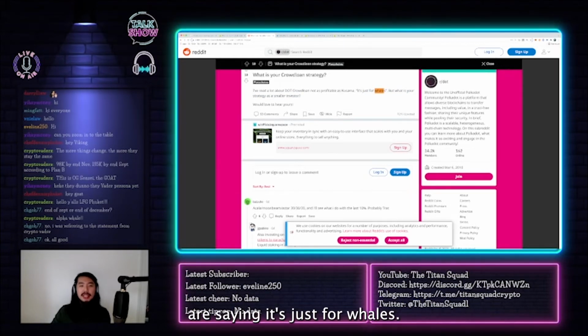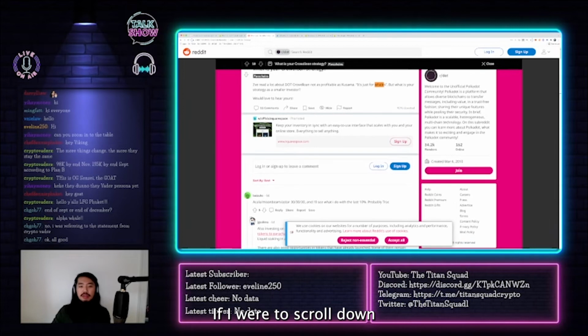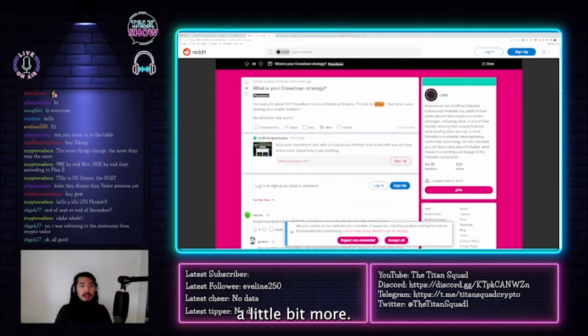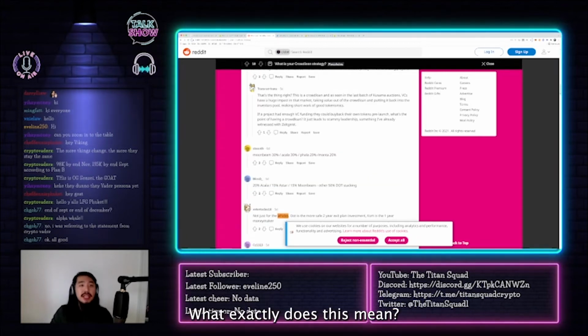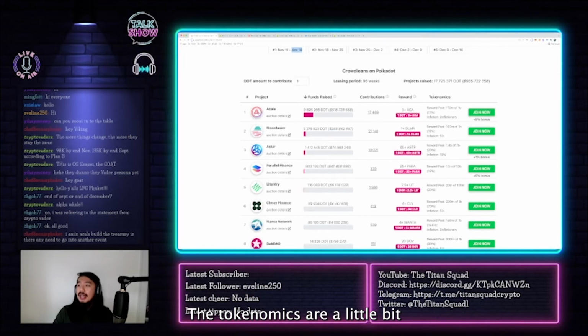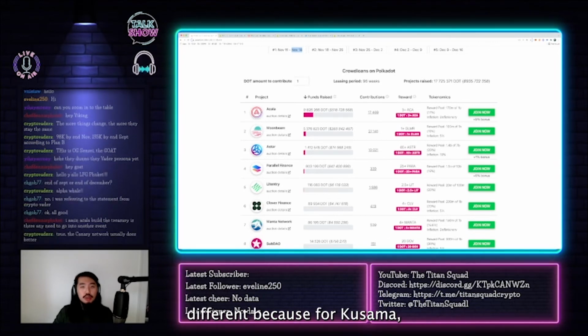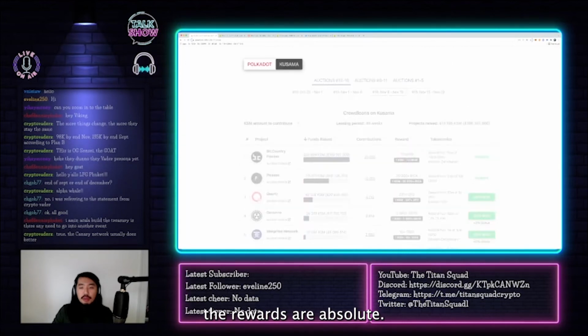Already people are saying it's just for whales, and if I scroll down a little bit more, this is what they say: it's not just for the whales, but DOT is the more safe 2-year exit plan, which is true. I wouldn't say the rewards based on some basic assumptions that are made are bad, but KSM is the 1-year money maker. All right, so what exactly does this mean? The tokenomics are a little bit different, because for Kusama, the rewards are absolute.